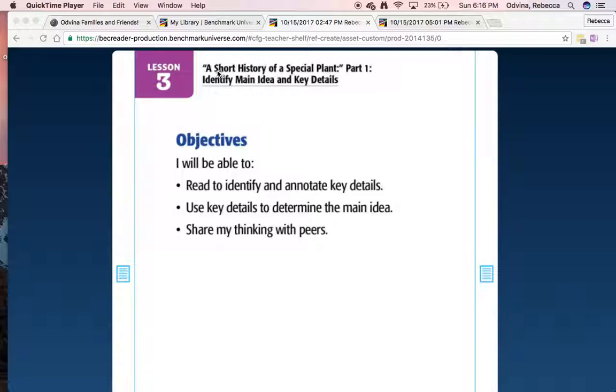We're reading A Short History of a Special Plant, Part 1, Identify Main Idea and Key Details. Your objectives are: I will be able to read to identify and annotate key details, use key details to determine the main idea, and share my thinking with peers. So let's go ahead and get started.